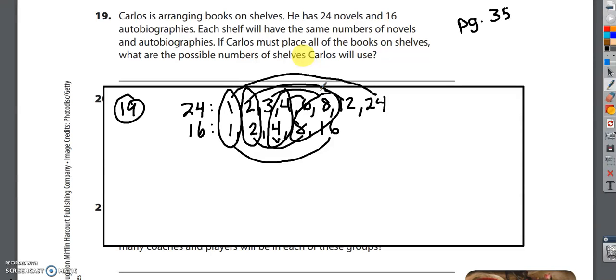So while that's a little bit messy, I have answered the question. I'm going to make a little bit of space on my line, and my answers include 1, 2, 4, or 8. And then I have to answer the question. It says, what are the possible numbers of shelves? So it's 1, 2, 4, or 8 shelves. That is the answer. Okay, let's move on to number 20.